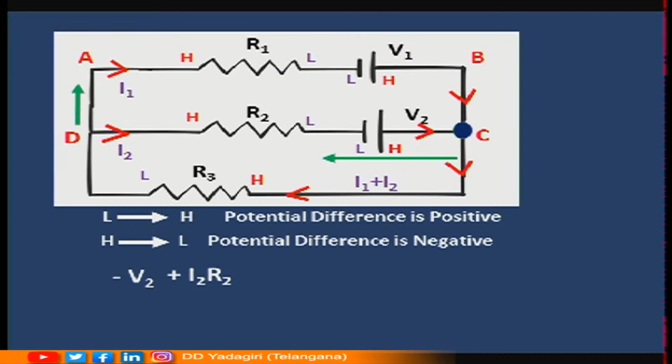As we move further towards A and then we come across resistance R1 and we move from high potential to low potential and hence the potential difference is negative, which is minus I1 R1 and further we come across battery V1 and the potential difference is from low to high and hence it has to be positive. So, plus V1 we have to write and come back to point C. Now, the sum of all these potential differences must be equal to 0. So, this is how we have to write the equation using Kirchhoff's loop law.